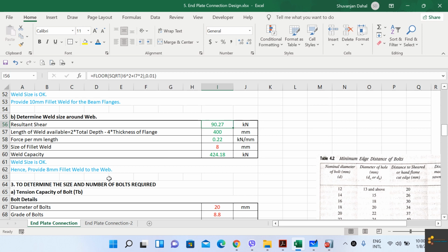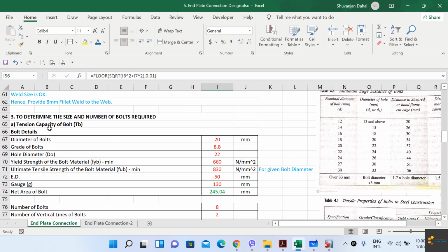So to determine the size and number of bolts required, let us see here. First, let's deal with the tension capacity of the bolt. Remember, the diameter of bolts that we will be using is 20 mm. The grade of bolt is 8.8. I have described about this grade of bolts in our previous lecture also. In our previous lecture, we used a 4.6 grade bolt. From that, I taught you how to determine the yield strength and ultimate tensile strength. Now the hole diameter will be 20 plus 2 mm, that is 22 mm.